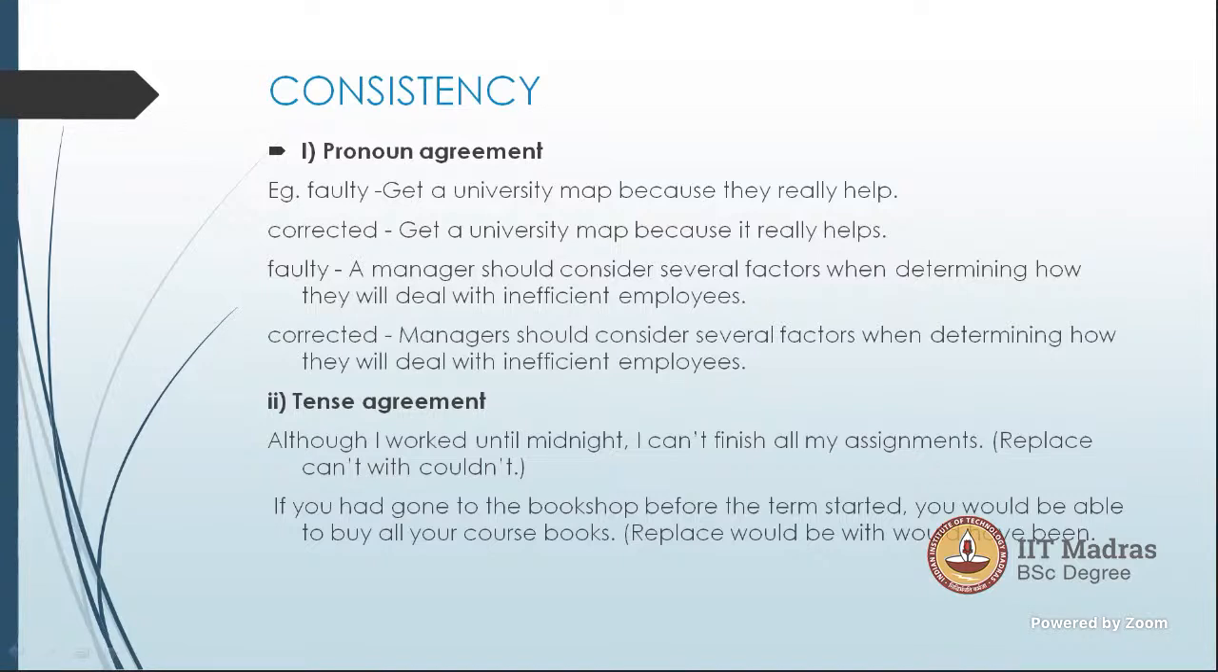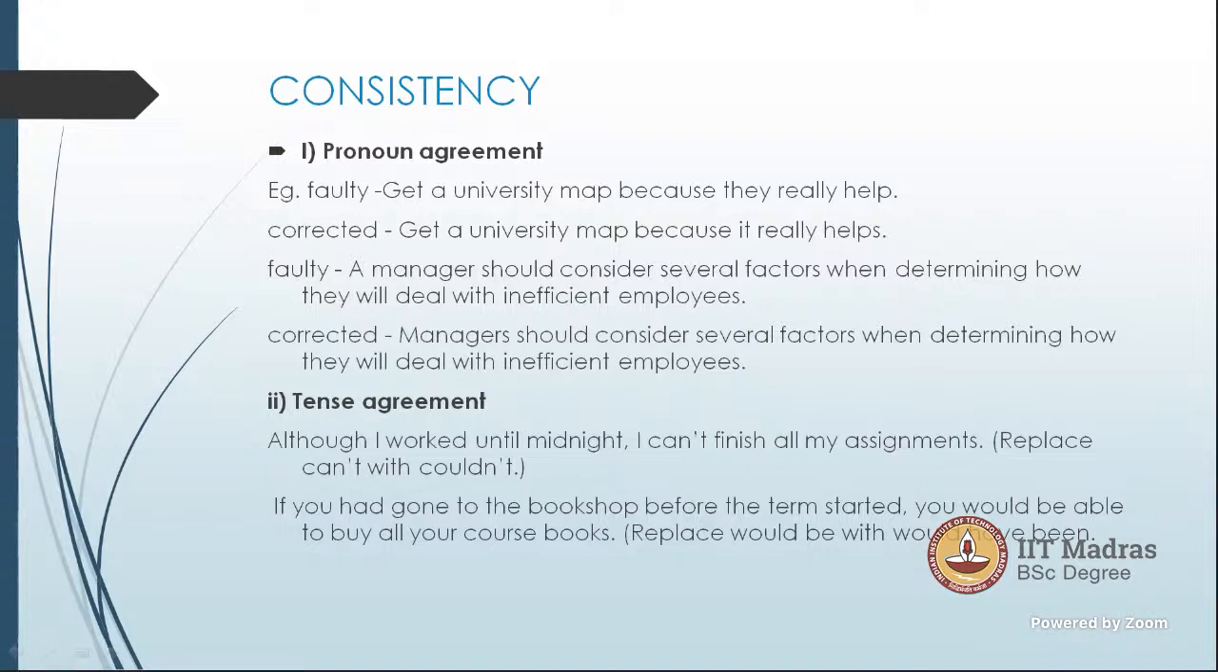Like in the sentence, "Although I worked until midnight, I can't finish all my assignments." What will you do? Since you use past tense for worked, you will have to convert your can or cannot to couldn't, right? If you had written in present tense, then you could have maintained the can. But in this case, since the first one used a past tense, you will change the other one also to past tense. So, "Although I worked until midnight, I couldn't finish all my assignments."